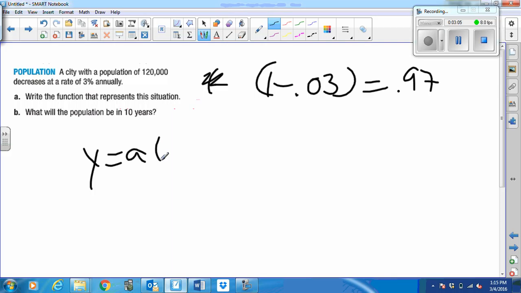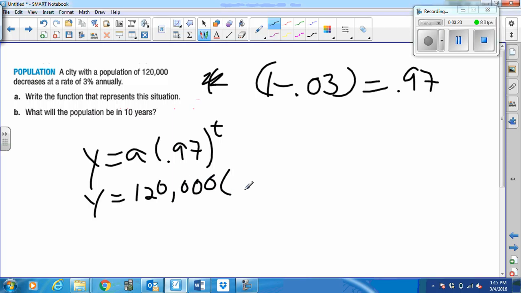So we're going to have 0.97 be our base, and that's raised to the t. Now we know that the population was 120,000 to start with. That's always our initial value. So 120,000 times 0.97. And you can put t or x, but it's representing time. So there's part A. That's the function that represents that situation.